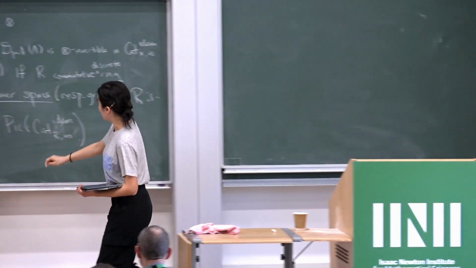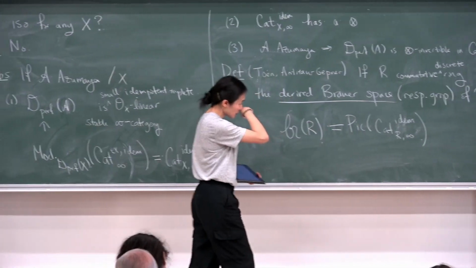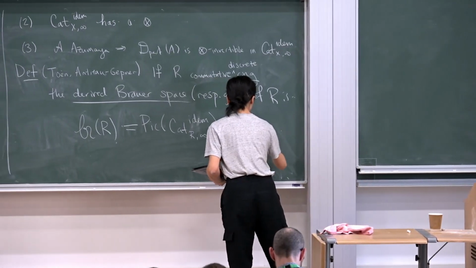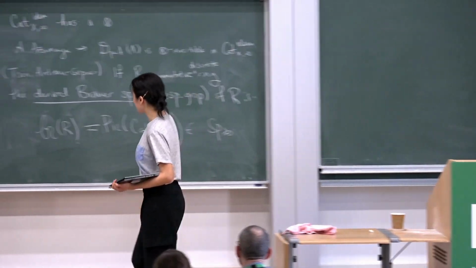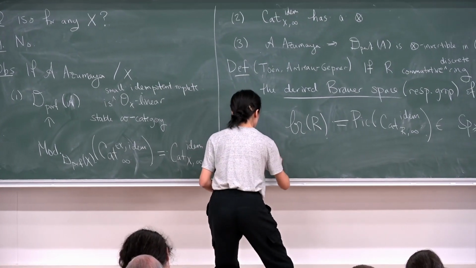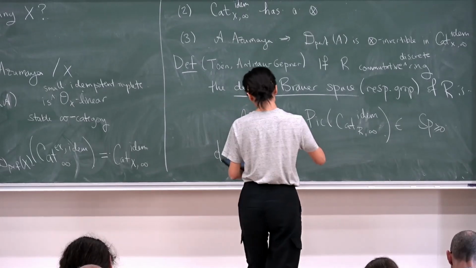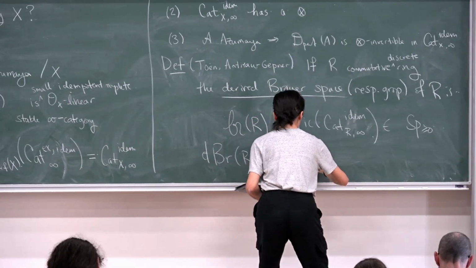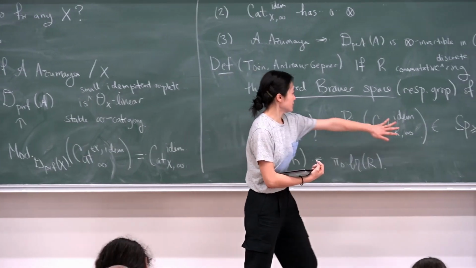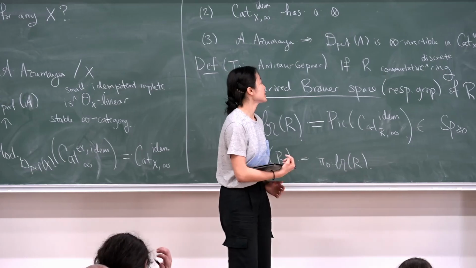Okay. I'm going to call this the derived Brauer space of R. And this is a connective spectrum. And I'm going to call pi 0 of it, what should I call it? R of R. This is pi 0 of the derived Brauer space. I say space, but really it's an E infinity, group-like E infinity space, yeah? And this is an abelian group.